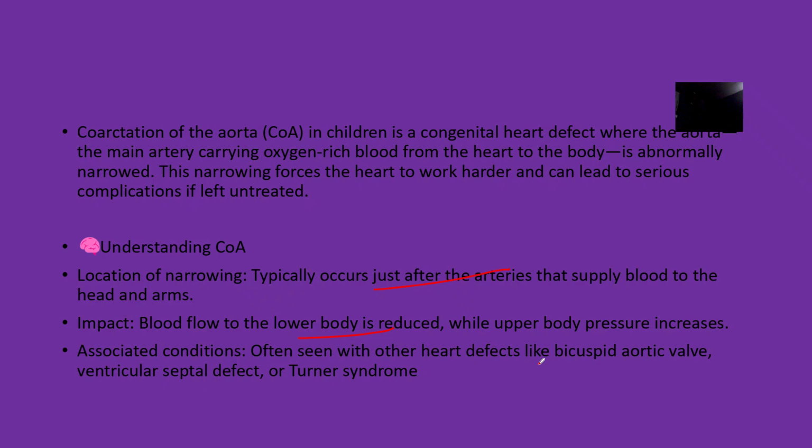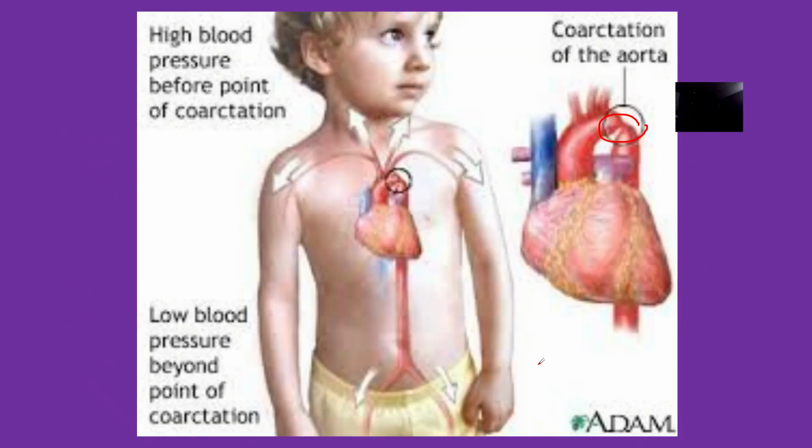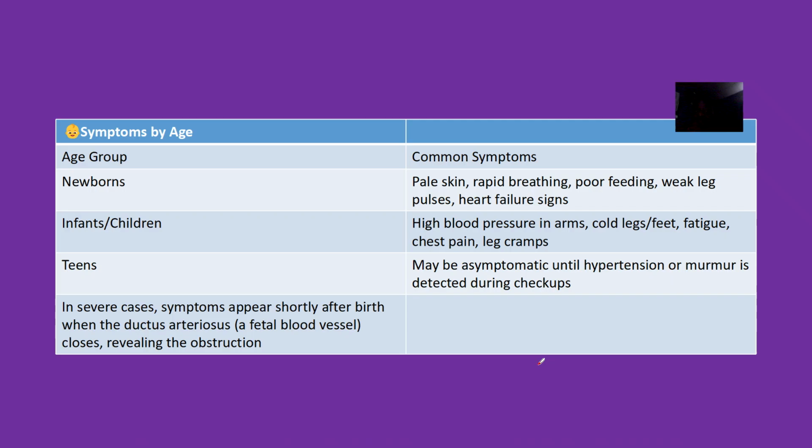So associated conditions, you can have it alongside other heart issues like bicuspid valve issues, ventricular septal defect issues, or Turner syndrome. So you have it side by side with that. Then symptoms by age, of course, newborns will be much more affected. So they have pale skin and their lower limbs are weak, with heart failure signs, rapid breathing, poor feeding. Then infants have high blood pressure, cold legs and feet, fatigue, chest pains, cramps.